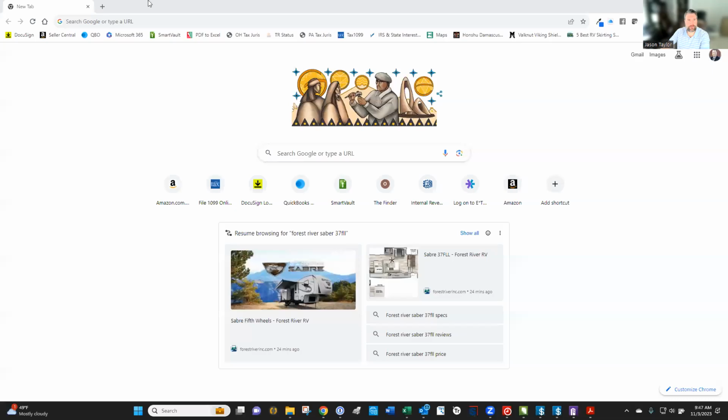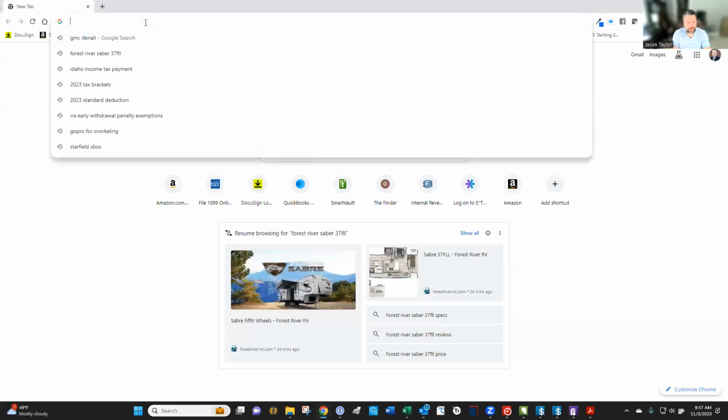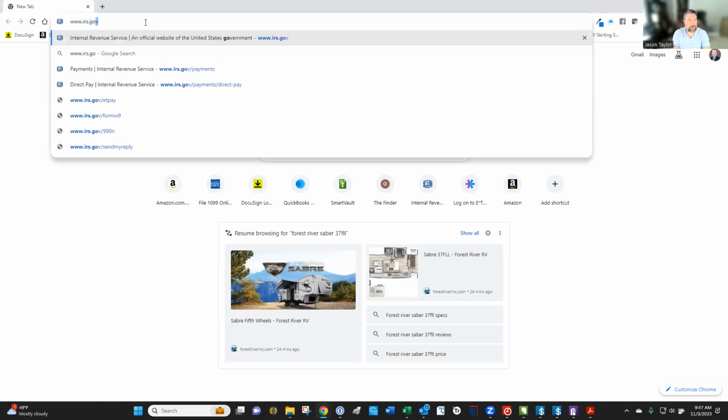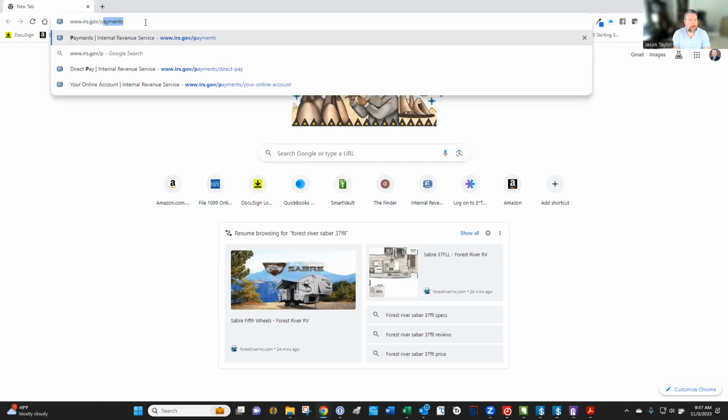So anyway, I'm going to go ahead and share screen on this, and this is how you pay your federal taxes, your individual federal taxes. This won't be for business. Businesses do a totally different thing, but this will be for your personal income tax. So first thing we're going to do is go to www.irs.gov/payments.